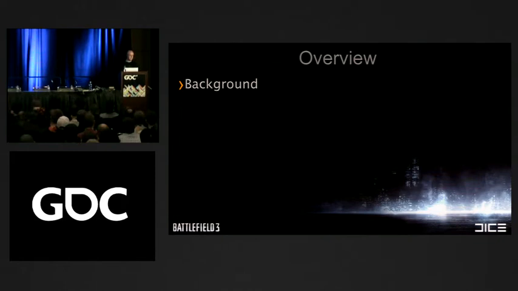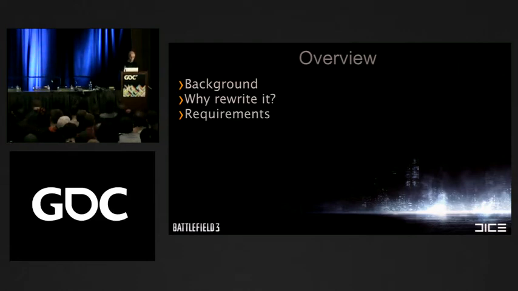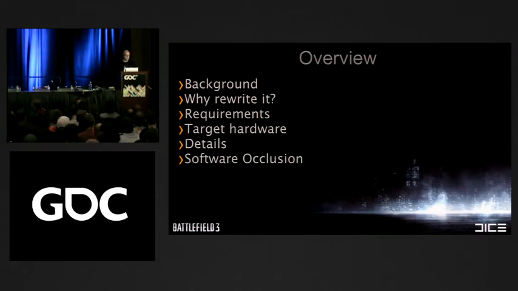So first, some background on how the old culling system worked and why we decided to rewrite it. Then I will go into some of the requirements for the new system, and I will also detail a bit about the target hardware which we are targeting for our system. Then going into more detail on how the code was implemented and how the data layout was structured and things like that. As well, I will go into our software occlusion scheme that we are using to cull even further. And in the end, just have some conclusions.